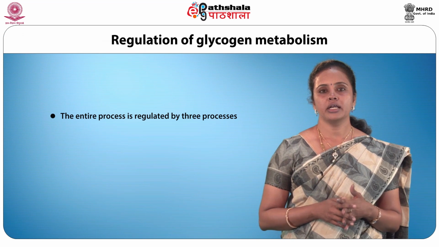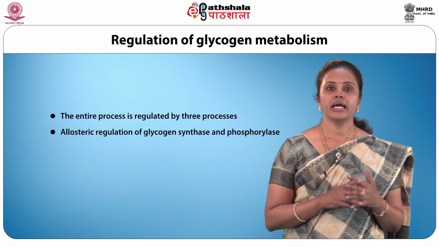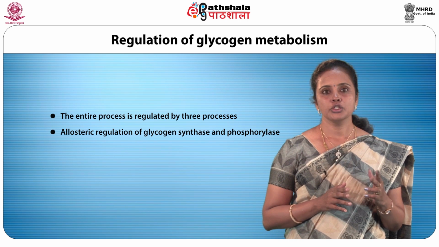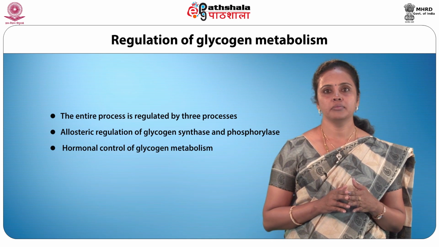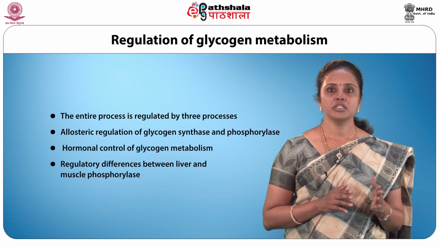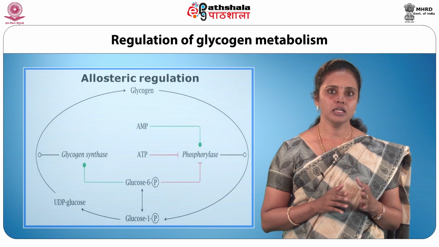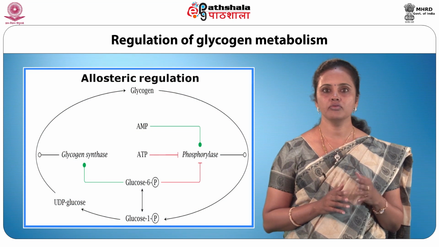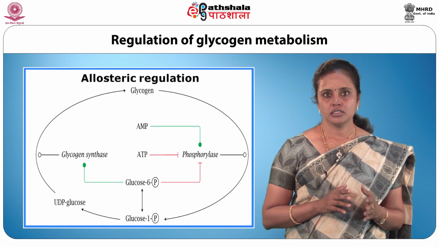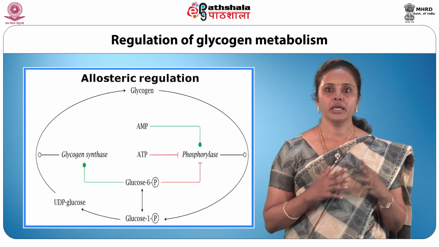The entire process of glycogen metabolism is regulated by 3 processes. One is by allosteric regulation of glycogen synthase and glycogen phosphorylase. Two, by hormonal control of glycogen metabolism, and finally three, by regulated differences between liver and muscle phosphorylase. First, let us see about the allosteric regulation of glycogen synthase and phosphorylase. Look at this figure. Whenever ATP is exhausted, it is an excellent reason to release glucose from the store in order to make some more.